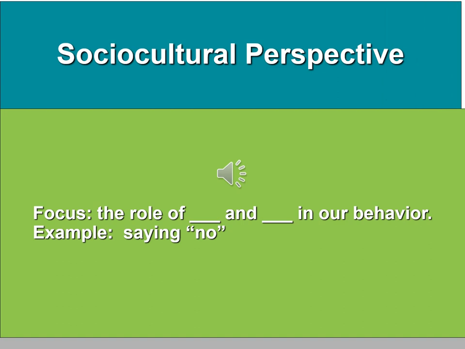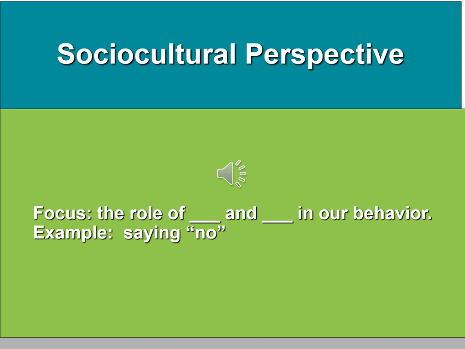Let's now consider the perspective known as the sociocultural perspective. The focus, well, if you look at the term, you might correctly infer the role of society and culture in our behavior. For example, in our culture, we don't usually have a lot of trouble saying no to something. Do you want to do something? No. Can you do something? No.